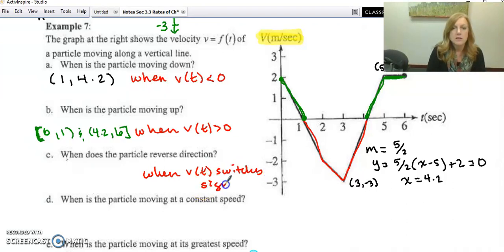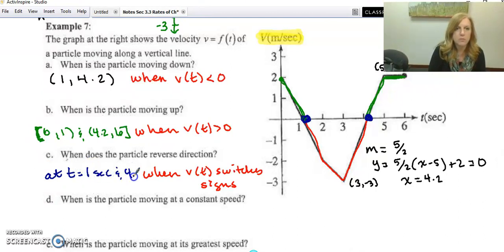And so when do you switch signs? That switches at x-intercepts. So that would be at this location. Go ahead and put it in. I need a color. Let's do blue. So that would be at this location and at that location. So at t equal to 1 second and 4.2 seconds.